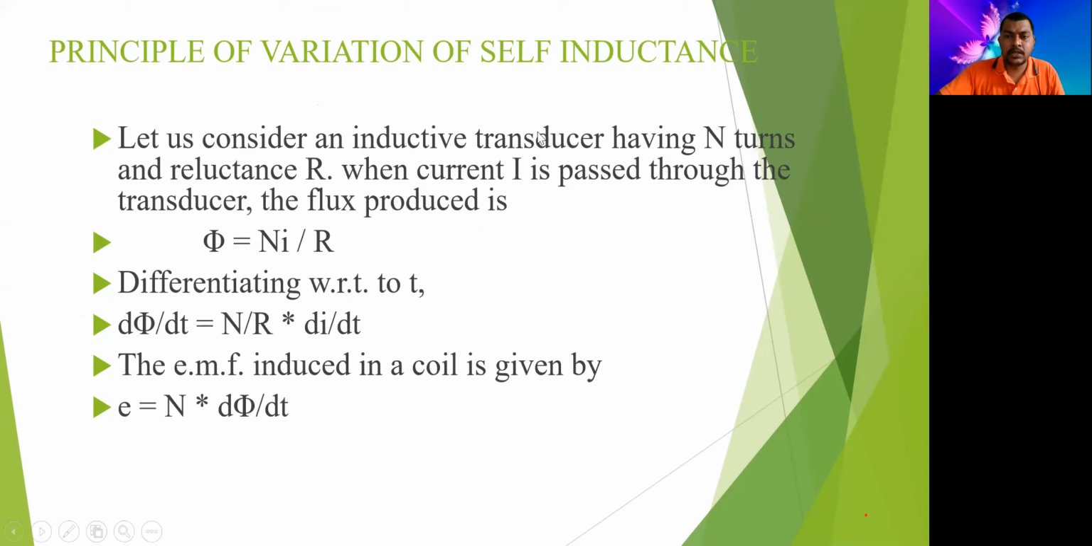So let us consider an inductive transducer having N turns and reluctance R, right? So we are taking N number of turns in a coil, and R is the reluctance. I is the current which is passed through the transducer, and the flux that is being produced is given by phi equal to Ni divided by R, where Ni is the number of turns in the input coil times the current, right?